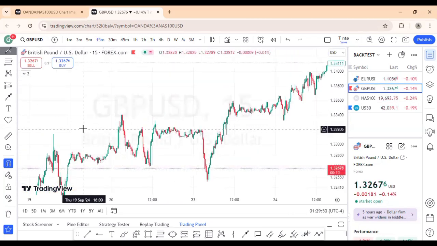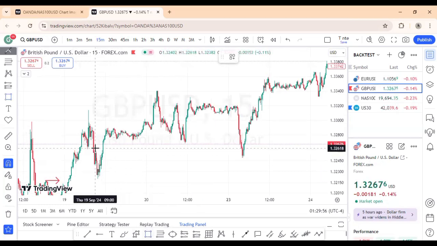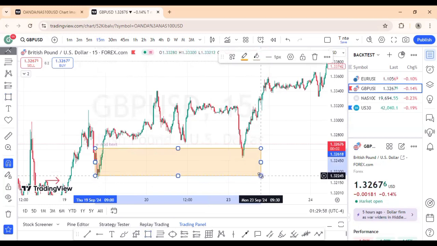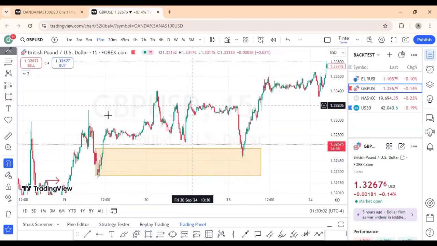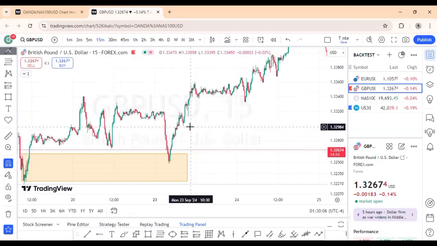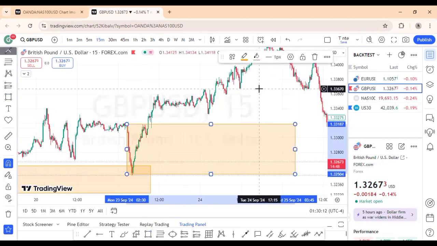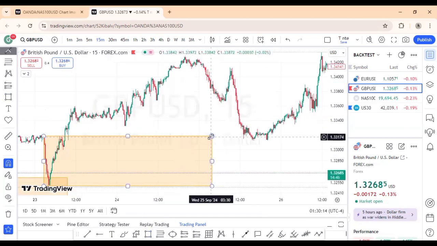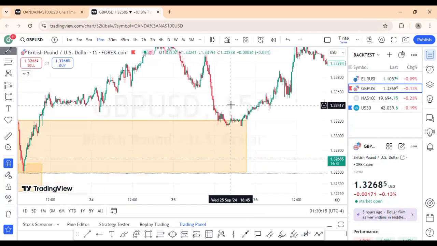So, what do we have here? We saw the market continue being bullish. You saw this was our last push down. You can see how price came back there, and then continued its bullish movement, right? This as well. If you ask me, this is our last push down. This is our area of demand. You can see our price came back, tapped into the area of demand, and then continued being bullish, right?